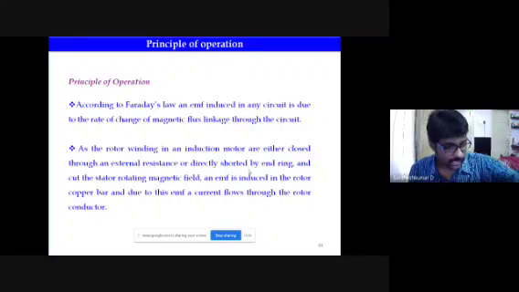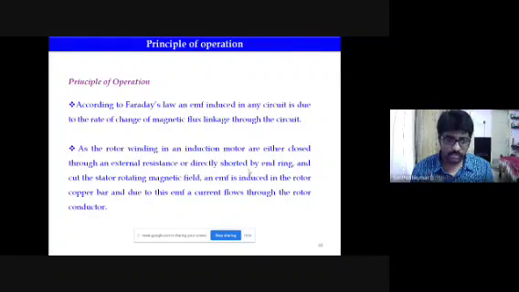Okay. So Faraday's law is whenever a current carrying conductor is placed in between the magnetic field, an EMF is induced. So here in the induction motor, what is the current carrying conductor? That is the rotor conductor. The rotor conductor is placed in between the stator magnetic field, that means the rotating magnetic field. So whenever the conductor is placed in the magnetic field, an EMF is produced.